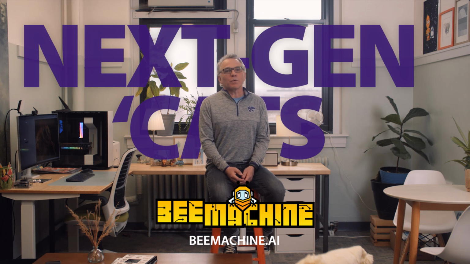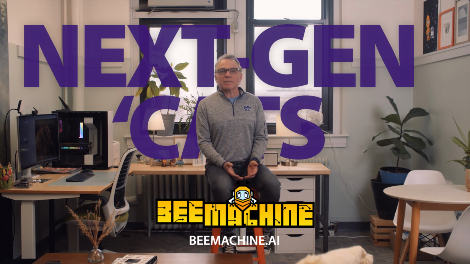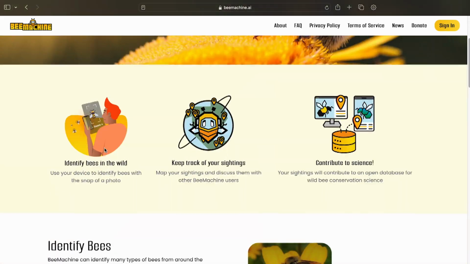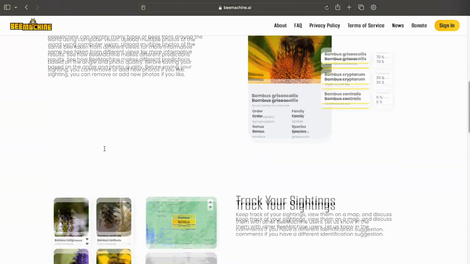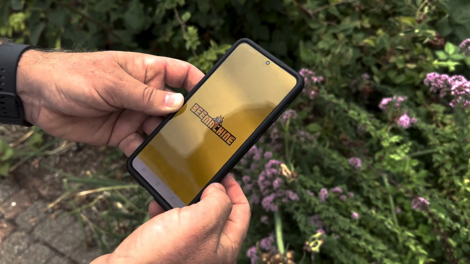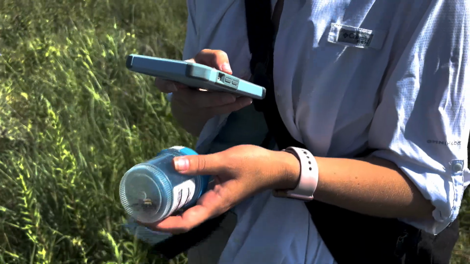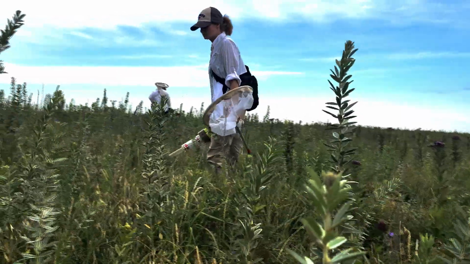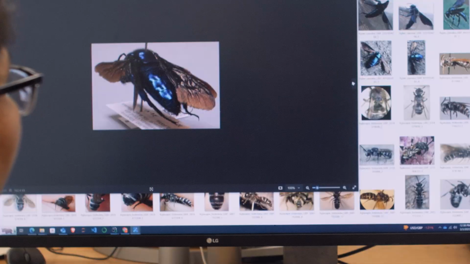BeeMachine is a tool that people can use to identify bee species using computer vision. We take lots of images and we train an AI algorithm so that it can understand how to identify the species that it sees in images. And we've put this all on our website and on a mobile app so that people can use it for identifying all of the bee species that they see in their backyards, while they're on hikes, in their research projects.